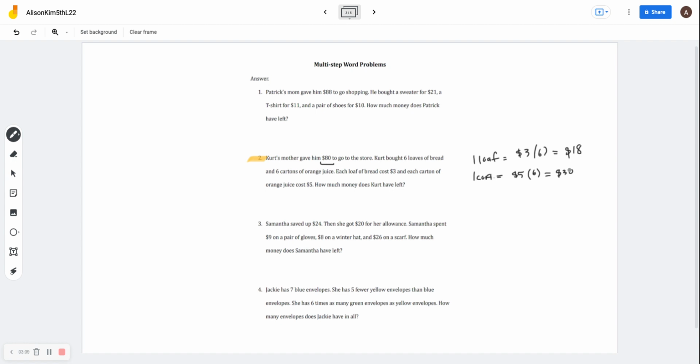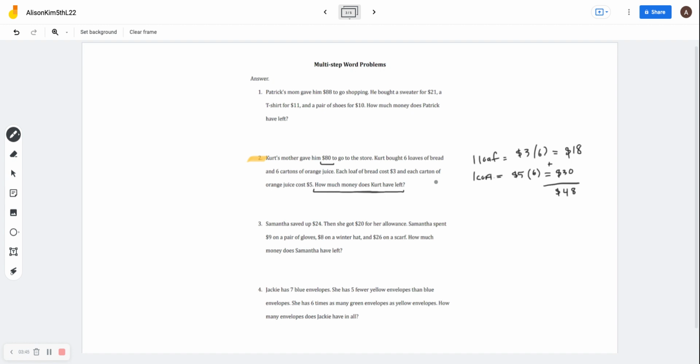But we're trying to find out how much he spent in total, right? So that we can subtract from the amount he started with, right? So in order to find the total amount he spent, we're going to add the total cost of loaves and the total cost of cartons of orange juice. So it's going to be 18 plus 30. So let's add that. 8 plus 0 is 8. And 1 plus 3 is 4. So he spent a total of $48. Now, we're not trying to find out how much he spent in total. We're trying to find out how much money Kurt has left.